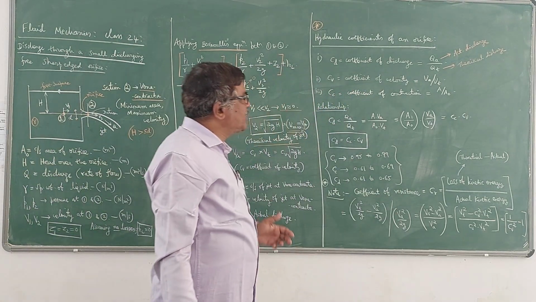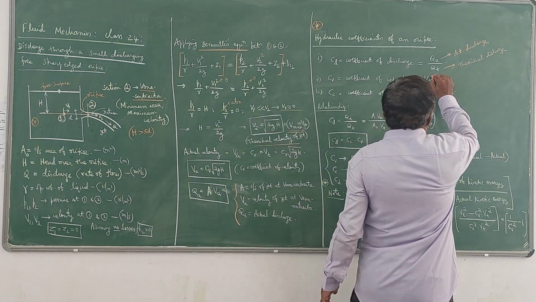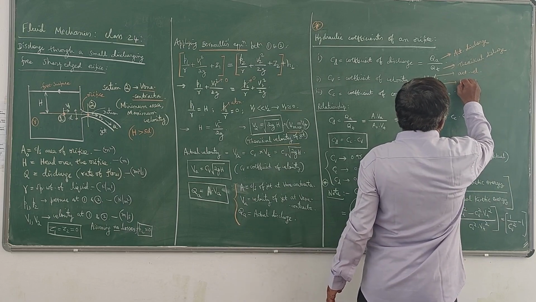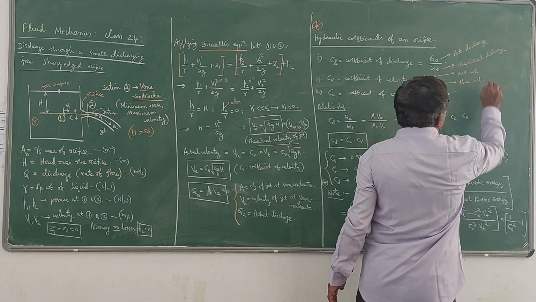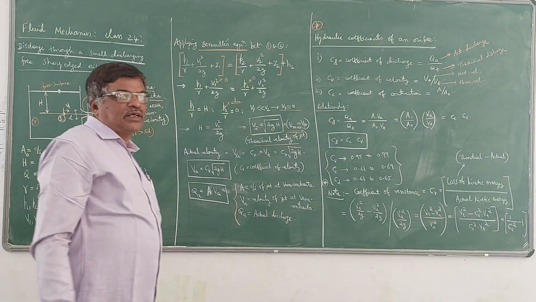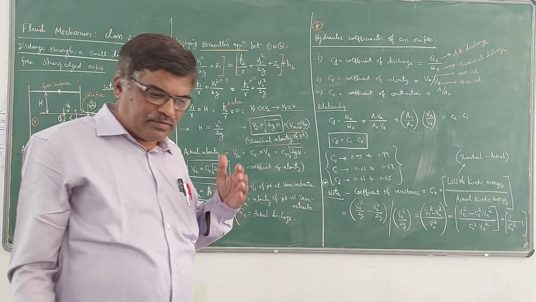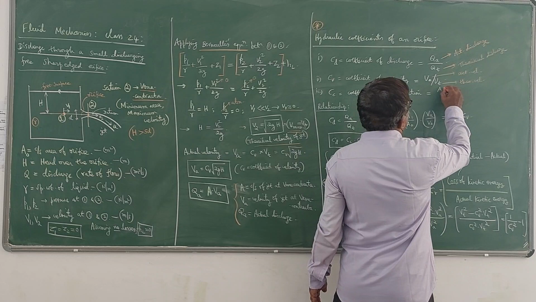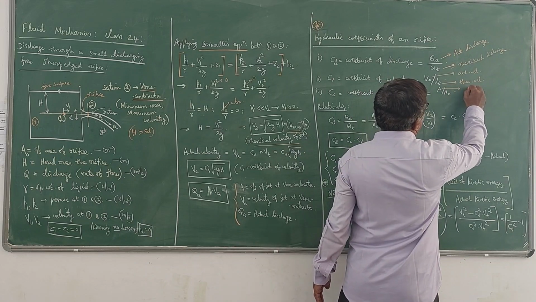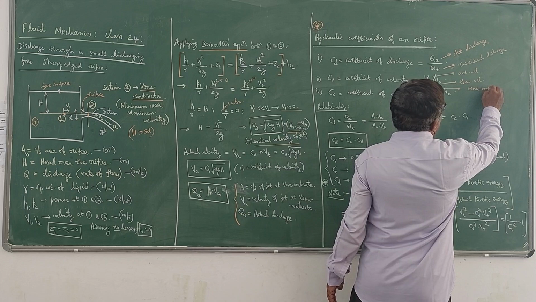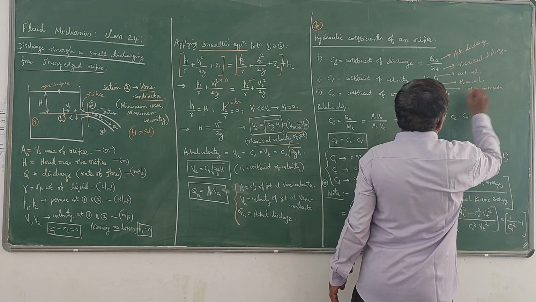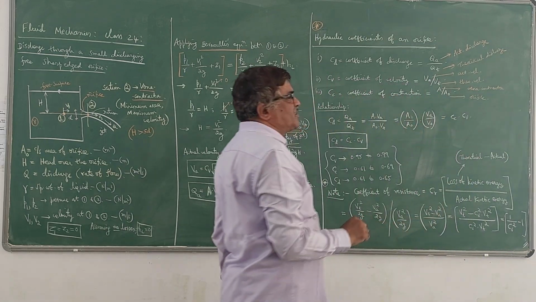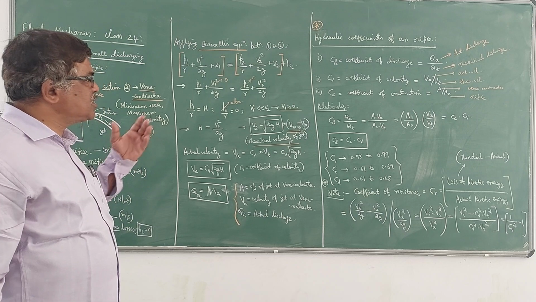Second one is coefficient of velocity. Similarly, this is the ratio of actual velocity to theoretical velocity. Please note that actual velocity is calculated by taking losses, and theoretical velocity is calculated without taking losses. Now Cc is the coefficient of contraction, which is defined as area of jet at Vena contracta divided by area of orifice, so A divided by A0. So these are the definitions of the hydraulic coefficients. Now we will see how we can get the relationship between them.